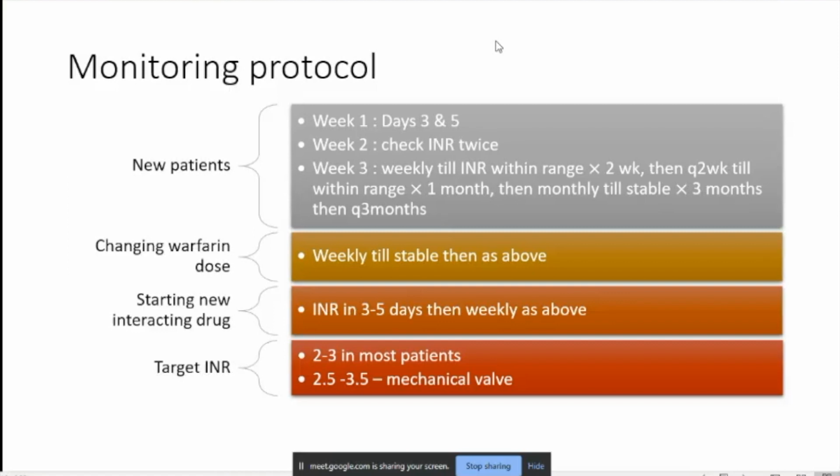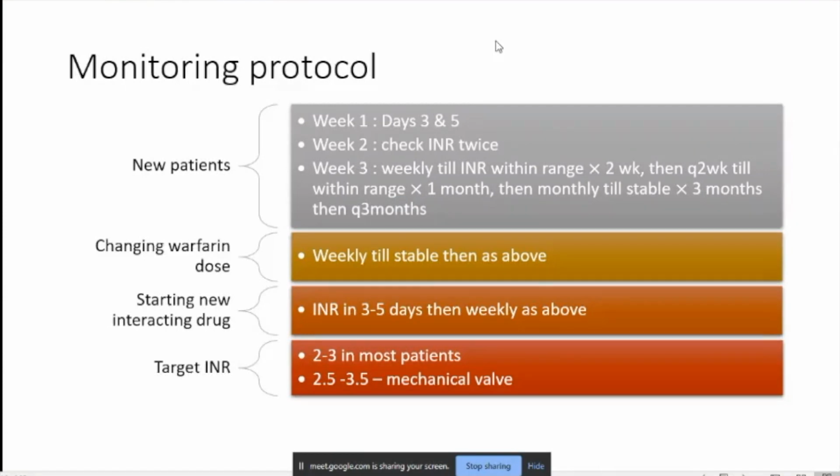So we continue that. If the physician is starting a new interacting drug, for example levothyroxine, we take the INR in 3 to 5 days. Why 3 to 5 days? That's the window in which you will see if there is a change once we initiate the therapy. So INR in 3 to 5 days, then weekly as above. We go back to the same weekly as above: weekly for 2 weeks, then every 2 weeks, then monthly, then every 3 months. So again, what is the target INR? 2 to 3 in most patients, and 2.5 to 3.5 for mechanical valve.